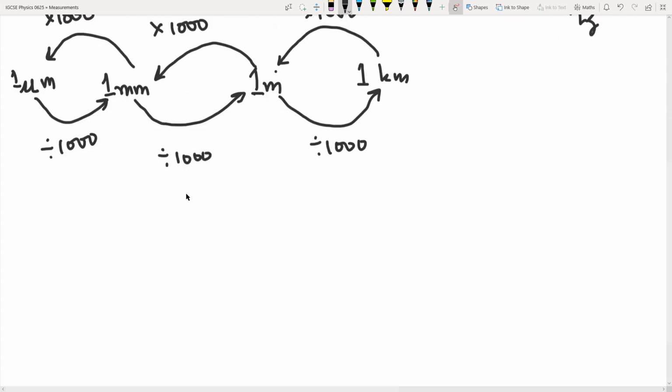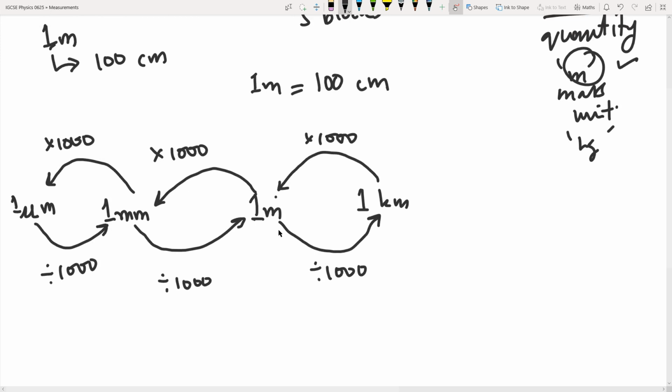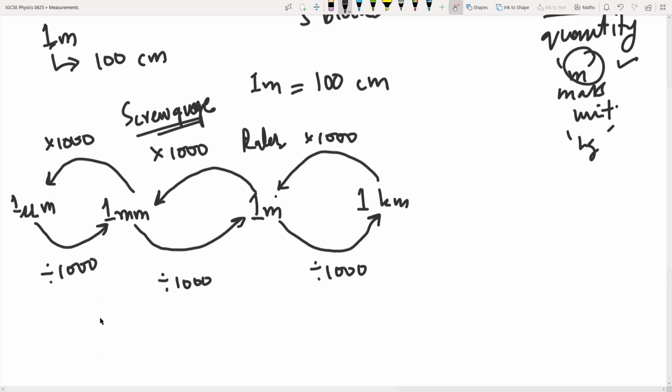Now these are bigger units. Now for kilometers or meters, we use a ruler, right? Over here I'm going to use ruler, and for measurement of millimeters, we are going to use a screw gauge, right? Screw gauge is also known as, now I'm going to write it over here at the bottom.